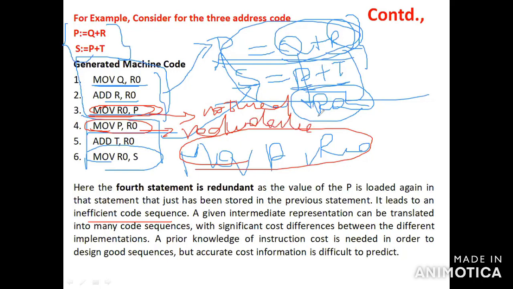Why? Because the value of P is loaded again. The previous statement is MOV R0, P and the next one is MOV P, R0. The value of P has been stored in the previous statement and is loaded again, which leads to an inefficient code sequence.